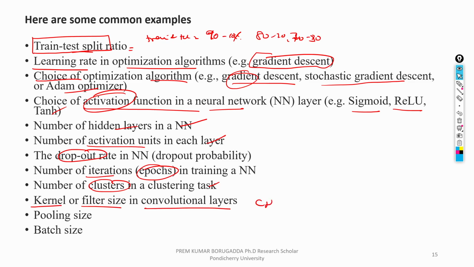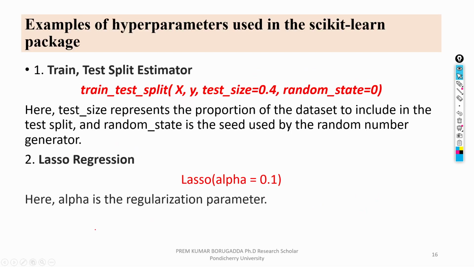So in the CNN architecture, the filter size will be 3 by 3, 5 by 5, 7 by 7. So this is part of the hyperparameters. And the pool size will be 3 by 3, 2 by 2, like that. And the batch size will be 8, 16, 32, 64, 128. So people used to play with these hyperparameter values to get the best result.